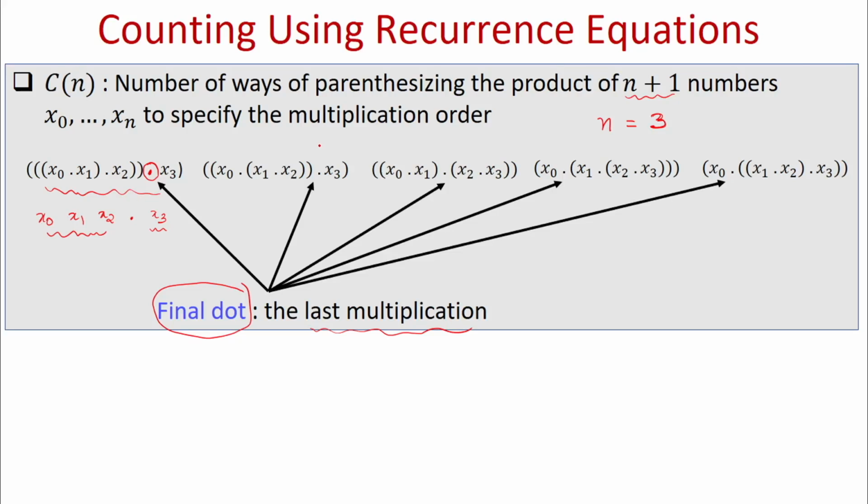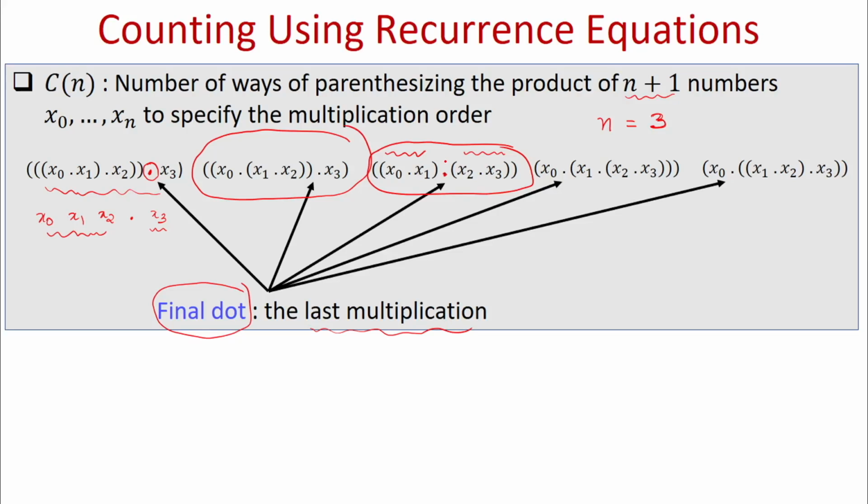In the same way, if I consider this second sequencing here, I'm doing the same thing. In the same way, if I consider the third sequencing, I am imagining as if I have two values here, and whatever is the number of ways of parenthesizing the two values here, namely x2 and x3, if I put a final dot in between them, that will give me the total number of ways of parenthesizing four values, and so on.